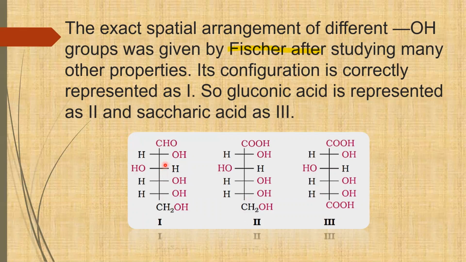Here we can see it has the formula C6H12O6. All these bonds are to carbon, so we have 1, 2, 3, 4, 5 and 6 carbon atoms in glucose.